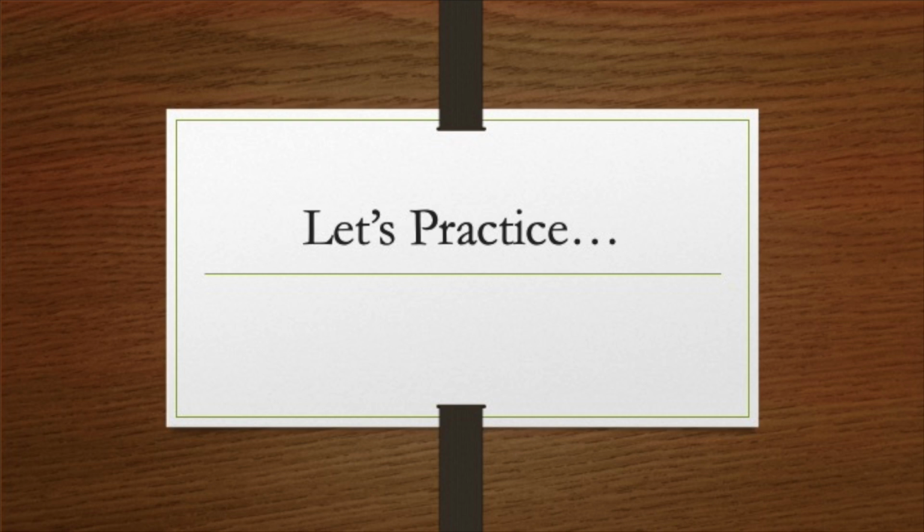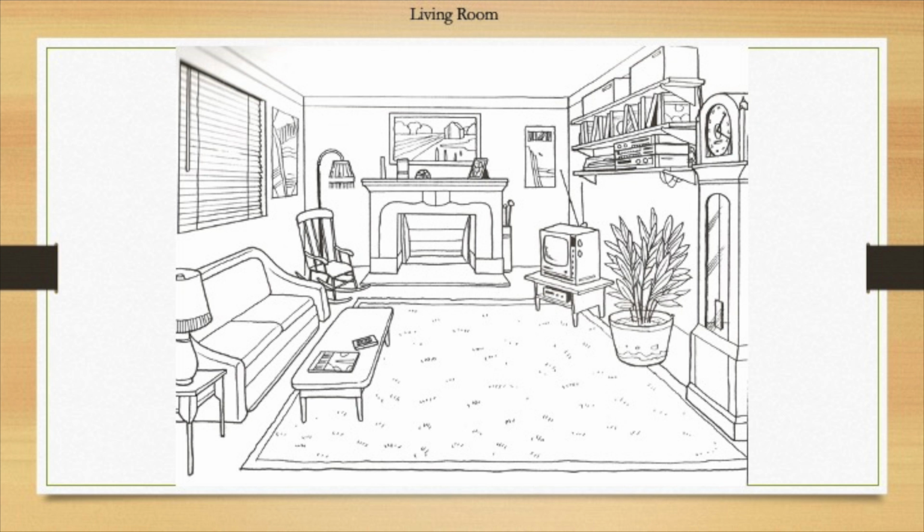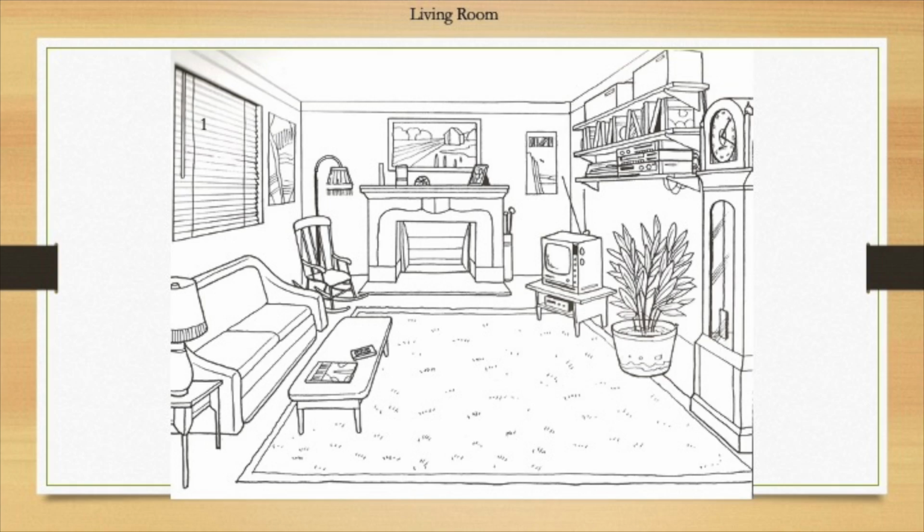Let's practice. We will use this picture of a living room. See if you can correctly identify the objects I describe. Number 1. Number 1, the window on the left wall with blinds.